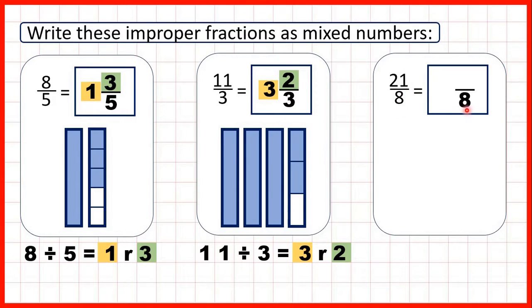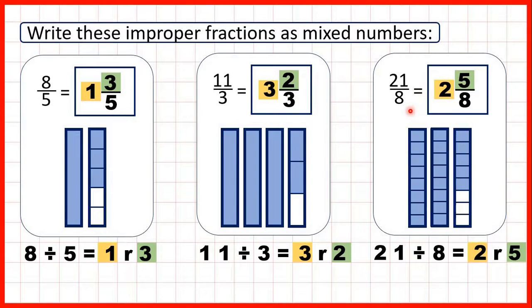Again, the denominator stays the same, and we need to divide 21 by 8. That's 2 remainder 5, because 2 times 8 is 16, but then from 16 we need 5 more to get to 21. So our mixed number is 2 and 5 eighths, because there's the whole number and then the remainder is the numerator. And again, we can show 21 eighths, because each of these fraction bars has been split into 8 pieces, and we have 21 pieces altogether.